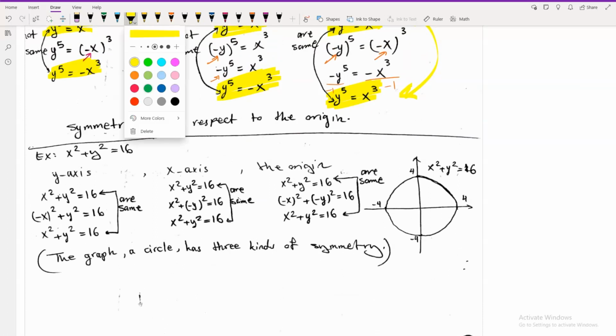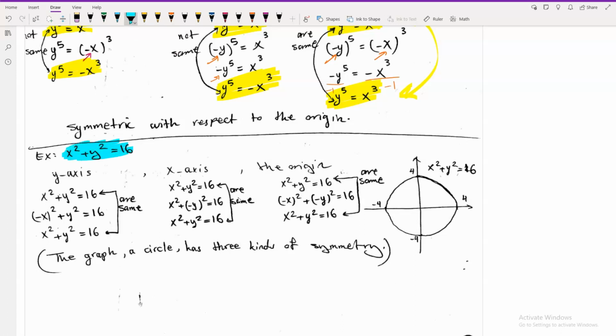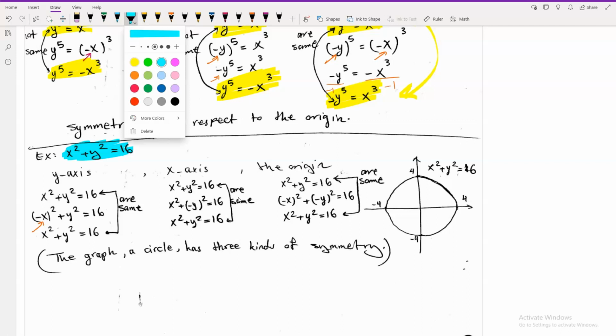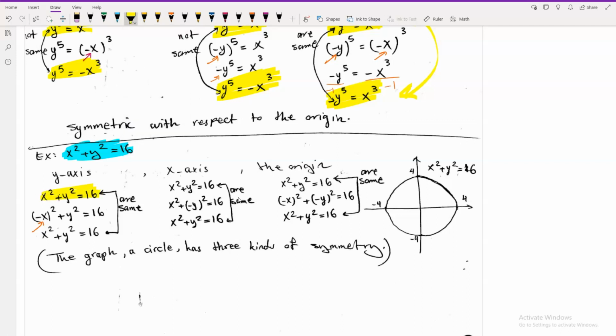Another one. So this is what is given. With respect to y-axis, we have to use negative x for x. So negative x squared plus y squared equal to 16. That is x squared plus y squared equal to 16. These two are exactly the same, comparing what was given with what we have after testing. This means this is symmetric with respect to y-axis.